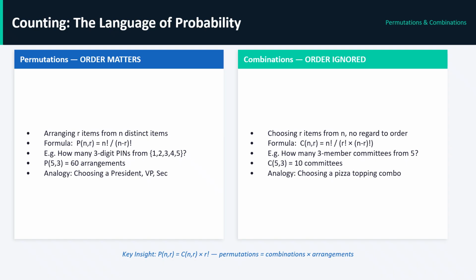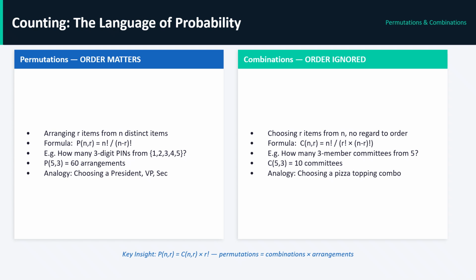In counting techniques, we will see permutations where order matters, combinations where order is ignored. For example, if you are arranging r items from n distinct items, the formula is P(n, r) is equal to n factorial by (n minus r) factorial.